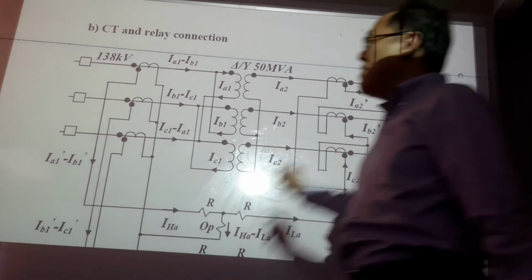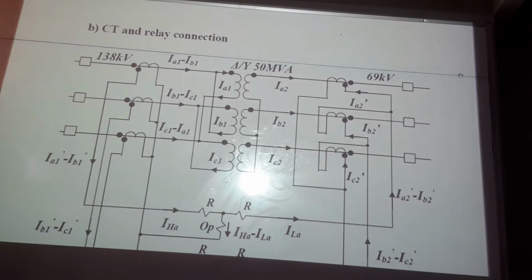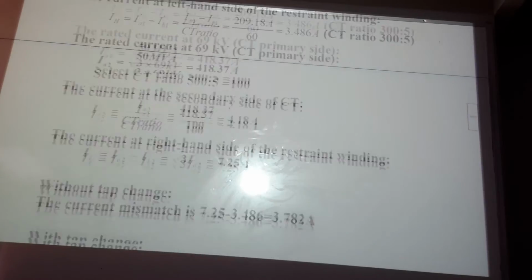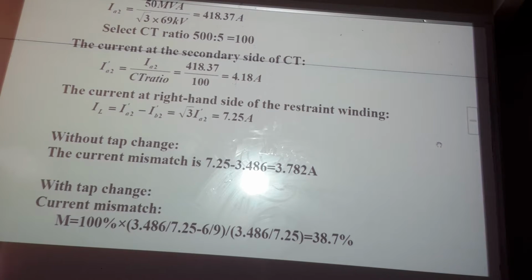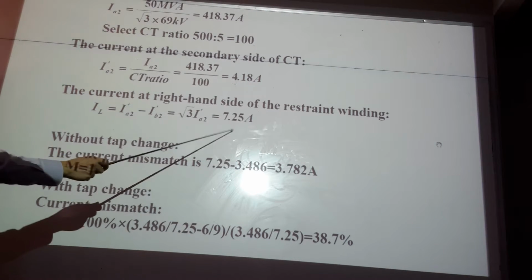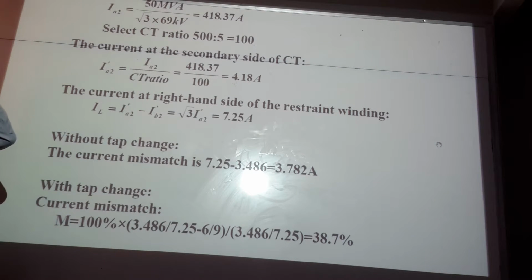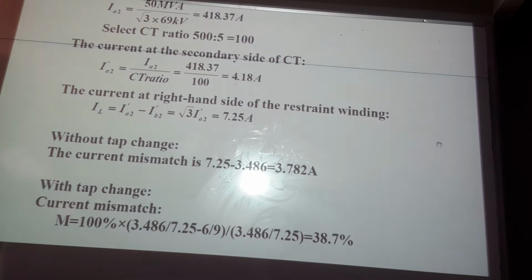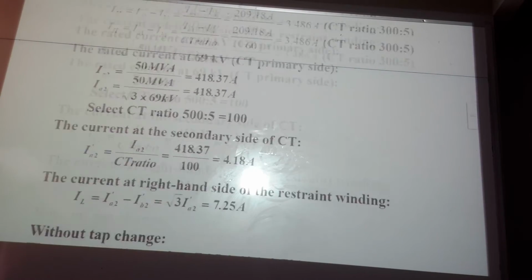And the value will be 7 point something, whatever the value is: root 3 times 4.18, and we have computed here 7.25. So that's how we compute. I think this should be very clear to you, root 3 times. So we take the difference. This is the current that will eventually go to the operating winding. That means this is how we compute.